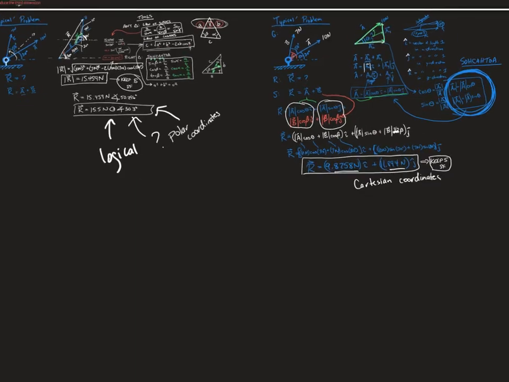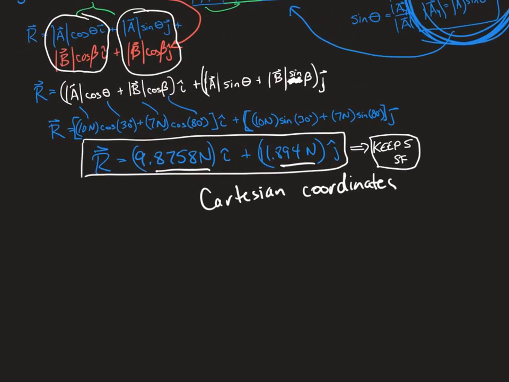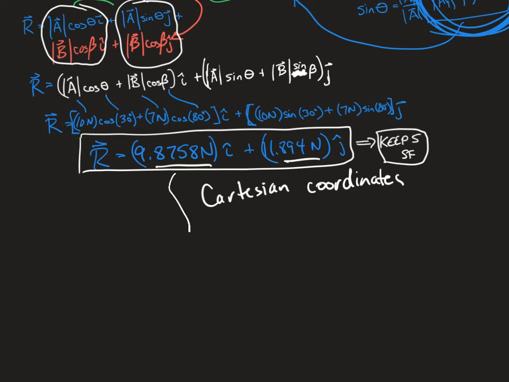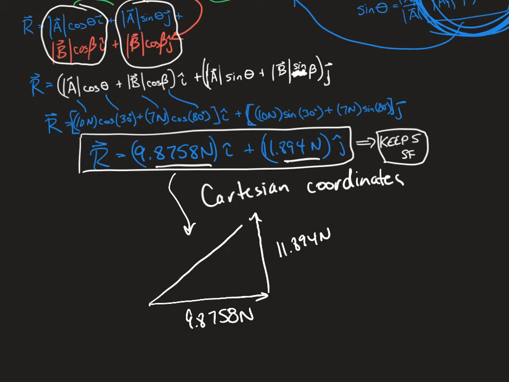So what we're going to do now is a little bit more of that fancy trig. Let's convert this into polar coordinates. Here's my triangle. I've got 9.8758 newtons going this way, and going this way I've got 11.894 newtons. Here's my triangle, and now I need to know the magnitude of the resultant, which is right here, and I need to know its angle, which we'll call, well, let's just call it lowercase r, to go with resultant.